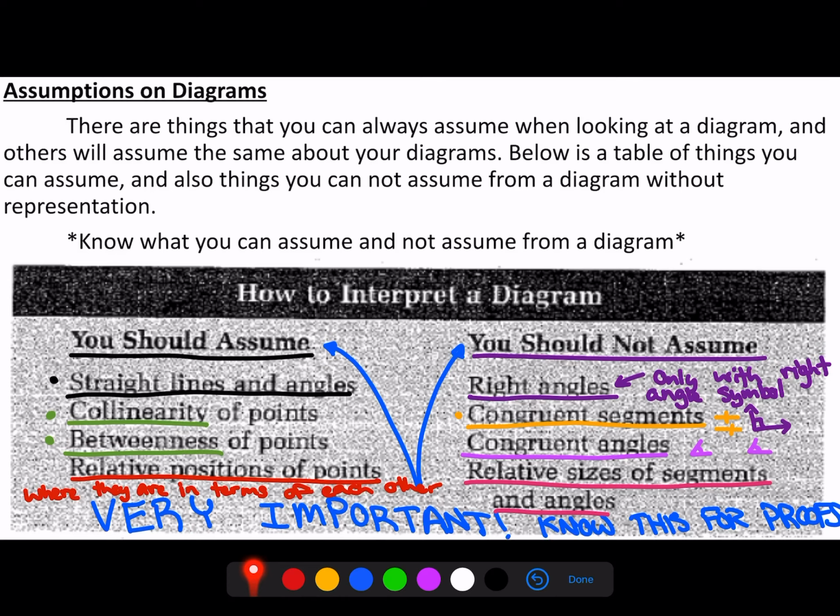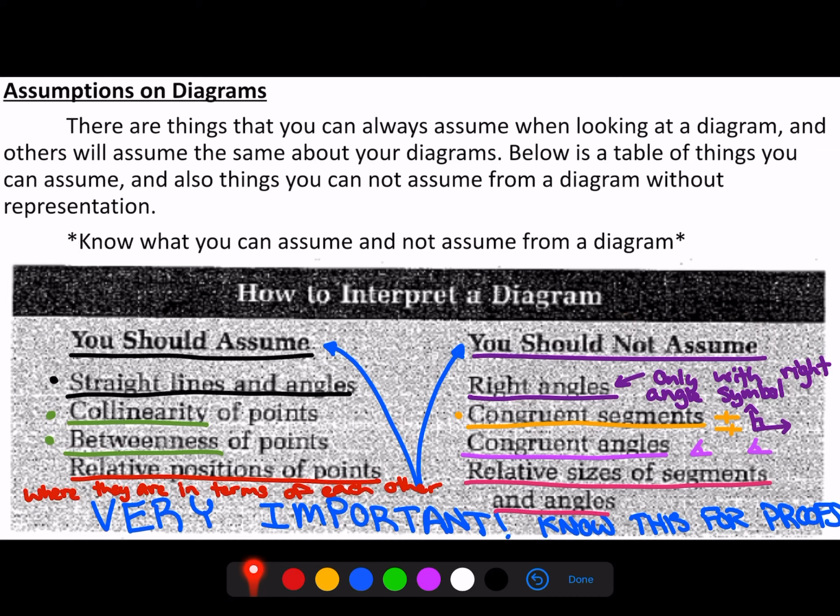But within a diagram, there's certain things that we can assume and certain things we cannot assume. And both are equally important. I may even say that things that you cannot assume are a bit more important than things that we can assume, just because if I assume something that I cannot assume, it may mess up my entire proof once we get into that in a couple days.